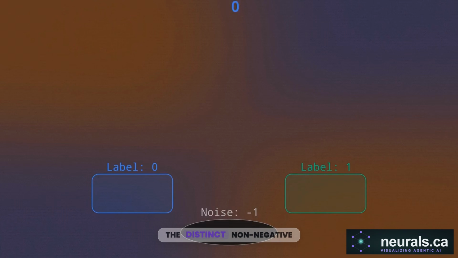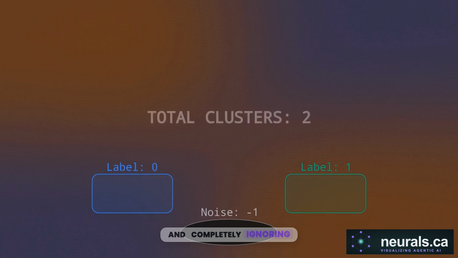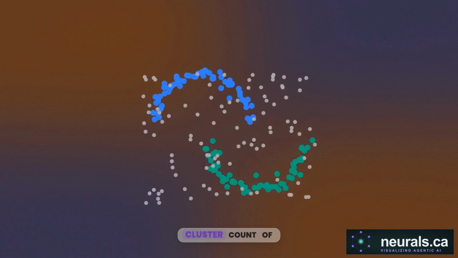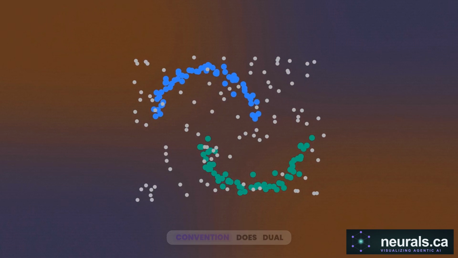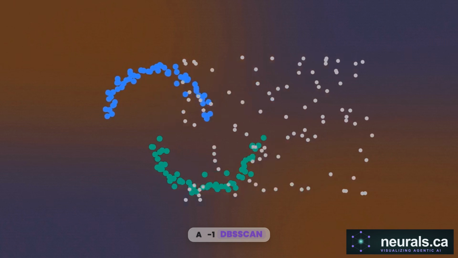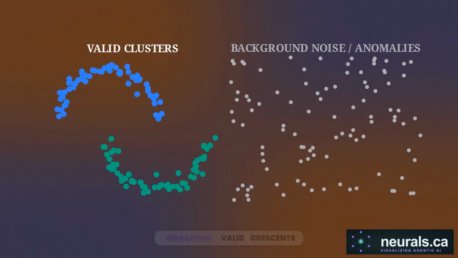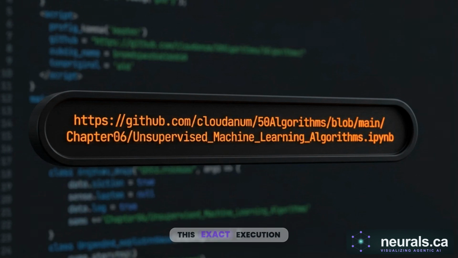By counting the distinct non-negative integers, the zeros and the ones, and completely ignoring the negative ones, the algorithm returns a final, accurate cluster count of 2. This labeling convention does dual duty. By isolating unbound data with a -1, DBSCAN inherently acts as a free anomaly detection system, cleanly separating valid crescents from background noise. You can verify this exact execution syntax yourself in the open-source notebook located at this GitHub URL.